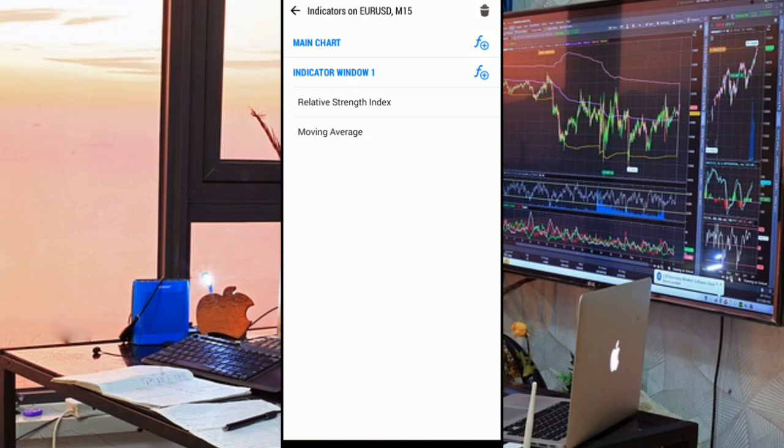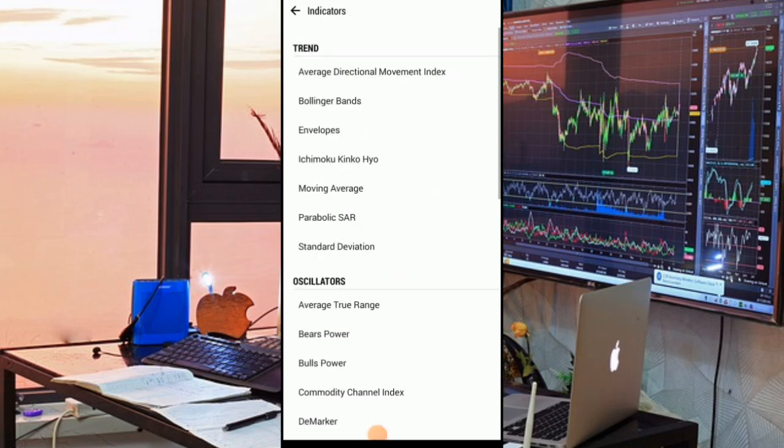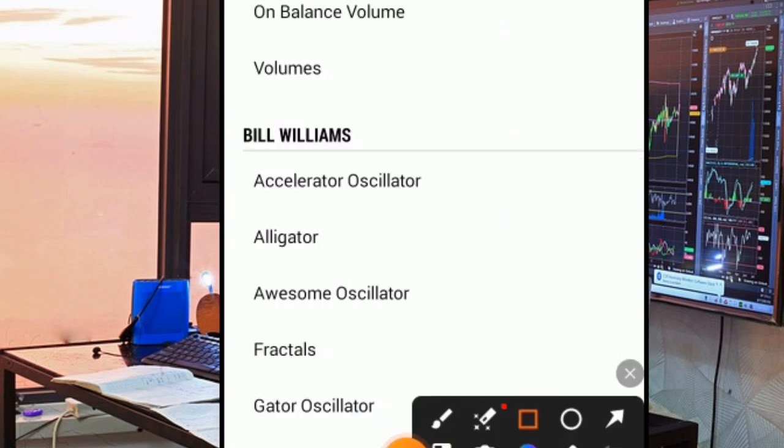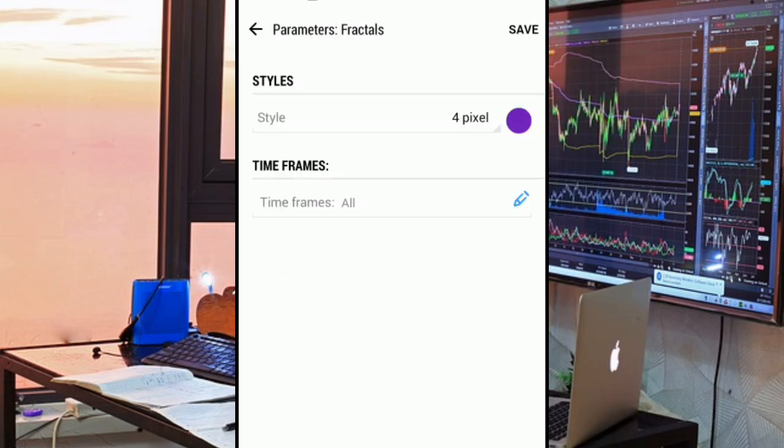Now you are going to come up here on the main chart F function, and let's look for this last one that we're going to do. It's just under Bill Williams, so you're going to find it over there, which is called fractals. So click on fractals and just change the style. Just make sure it's going to be visible on your chart. Depending on the color of your chart, my chart is white, so I can use this color on the fractals, it's okay. Then remember to click save.